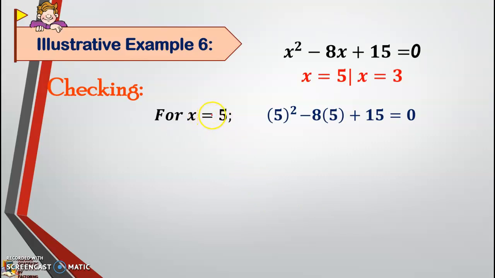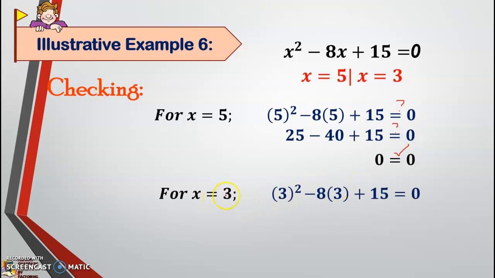So if x is 5, so 5 squared minus 8 times 5 plus 15, 25 minus 40 plus 15, again, this will just give us 0 equal to 0. Right? And then if x is 3, so 3 squared minus 8 times 3 plus 15. So basically 9 minus 24 plus 15 is just equal to 0.